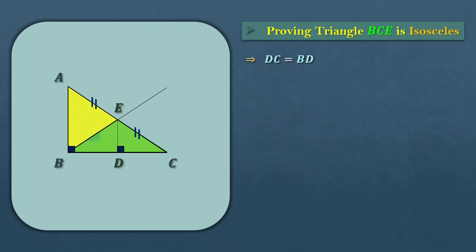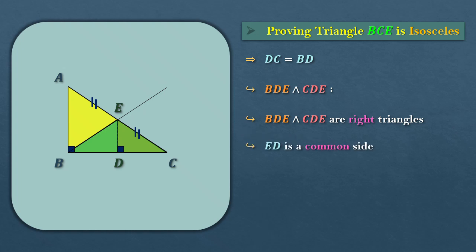Now we consider triangles BDE and CDE. These two triangles are right triangles because D is the perpendicular projection of E onto BC. They share the common side ED. We also know that BD is equal to DC. Since the two triangles have a right angle, one equal leg ED and another equal leg BD equals DC, the two triangles are identical.